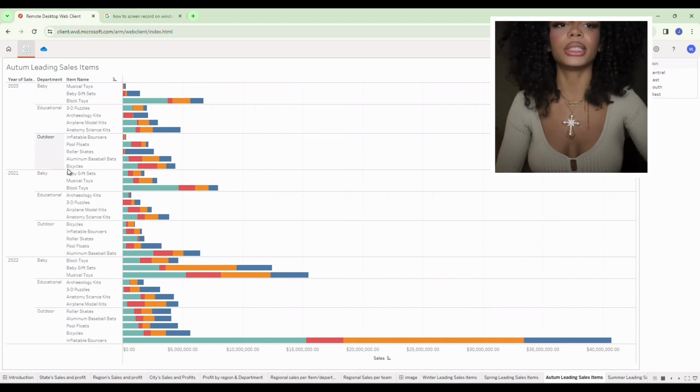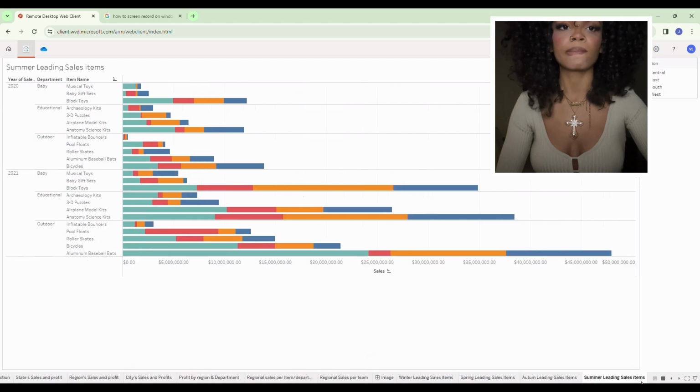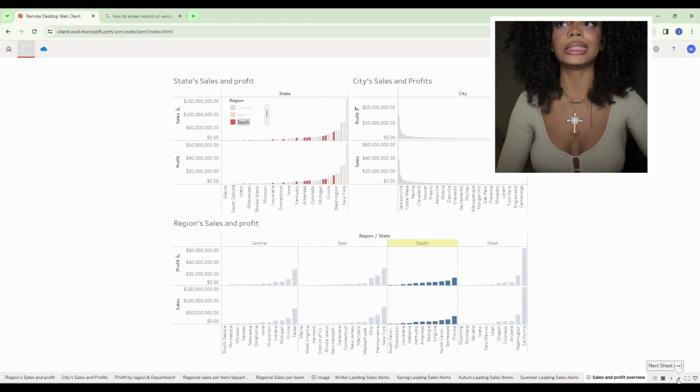So we have the summary sales, and then if we continue forward, we have the first dashboard, which is the sales profit overview by geography. Excuse me. So we have state sales and profits, city sales and profits, and region sales and profits.